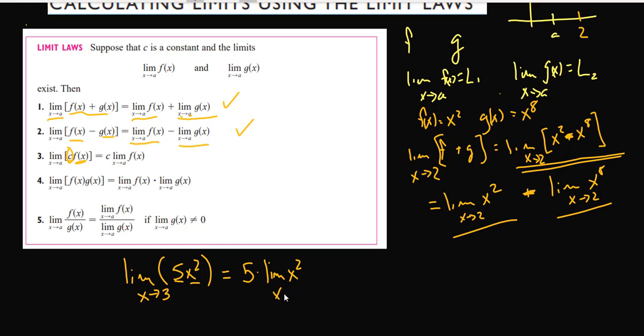So I have to write this part as x goes to 3. Okay, so this rule says that you can do that. If you have a constant times a function, you can take the constant out. So this might make doing a limit problem easier.